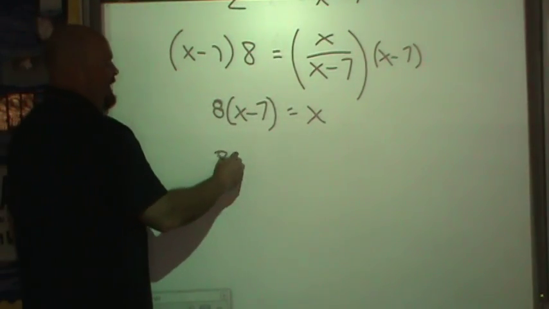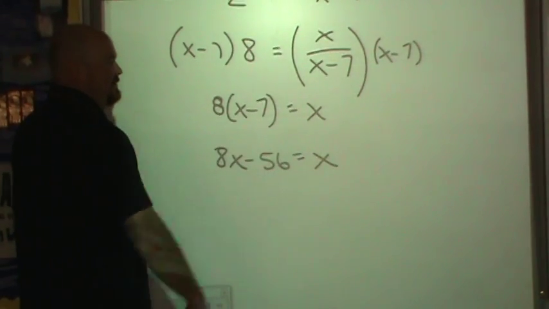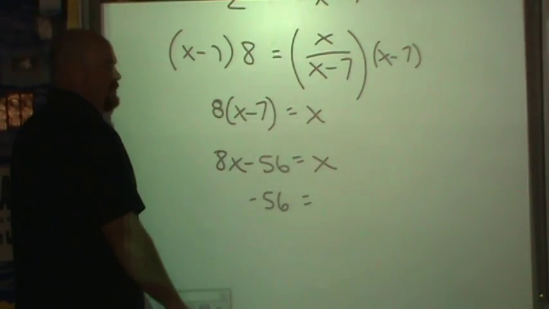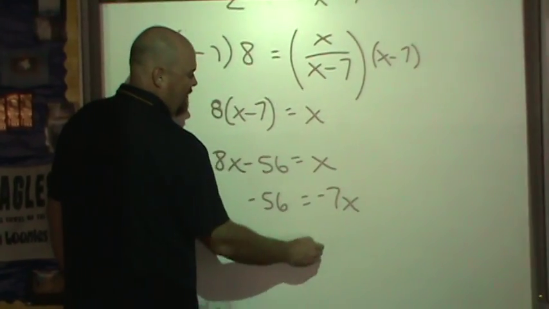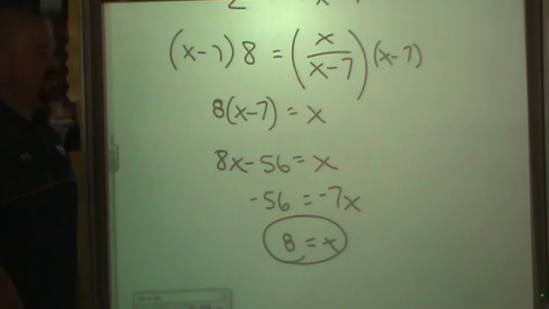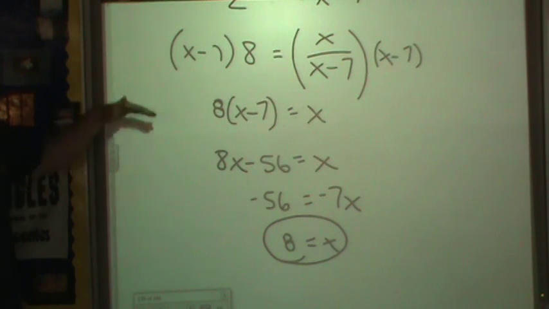Multiply by 8, distribute, subtract 8x to the other side, divide by -7. Presto changeo, x equals 8. Now, any questions? Did I make any mistakes? I think I'm good.